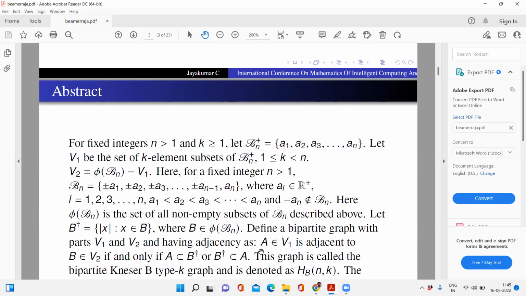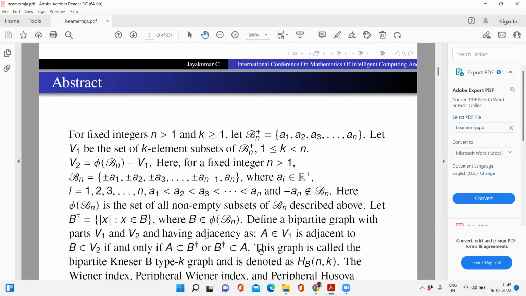For fixed integers n greater than 1 and k greater than or equal to 1, we take Bn+1 as {a1, a2, a3, etc., an}, where these ai's are real numbers, and we take B1 as the set of all k-element subsets of Bn+1, where 1 is less than or equal to k, up to n minus 1. Now we form a set phi of Bn. Phi of Bn is the set of all non-empty subsets of Bn, and Bn is described here.